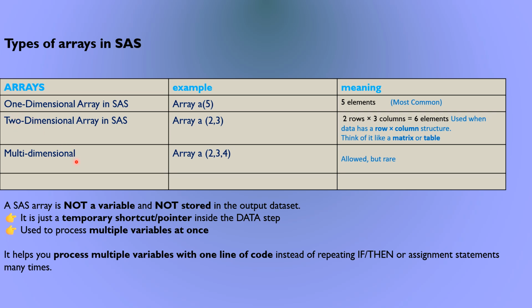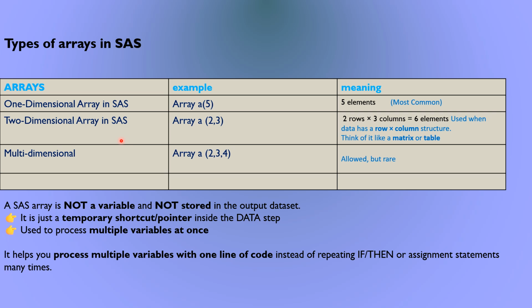Here we can see three types of arrays: one dimensional array, two dimensional array, and multi-dimensional array. For a one dimensional array, we write array a, bracket, 5. Here a is the array name, and 5 is the length, meaning 5 elements. Usually in clinical SAS, we regularly use the one dimensional array.